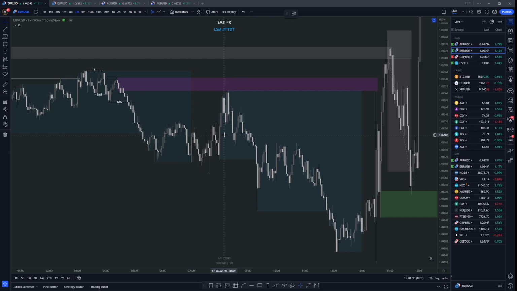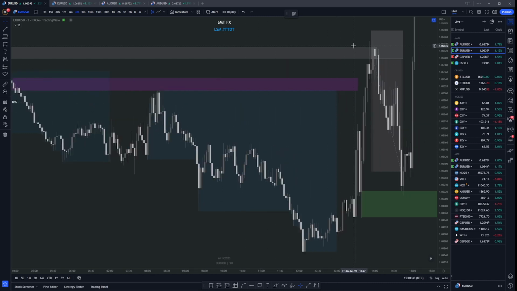I then got on with my day, and I actually forgot that the pending order was set until somebody in the community messaged to say, is anybody else in this trade? So the trade was actually activated. You can see here it was activated around about 10 to 2 UK time.